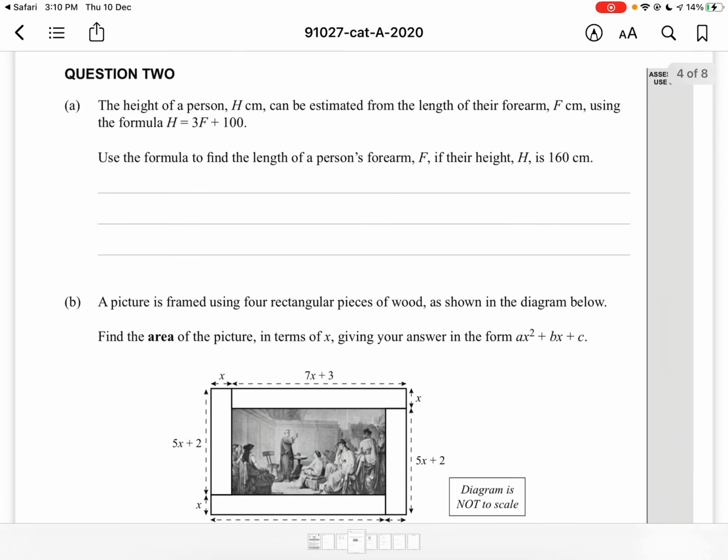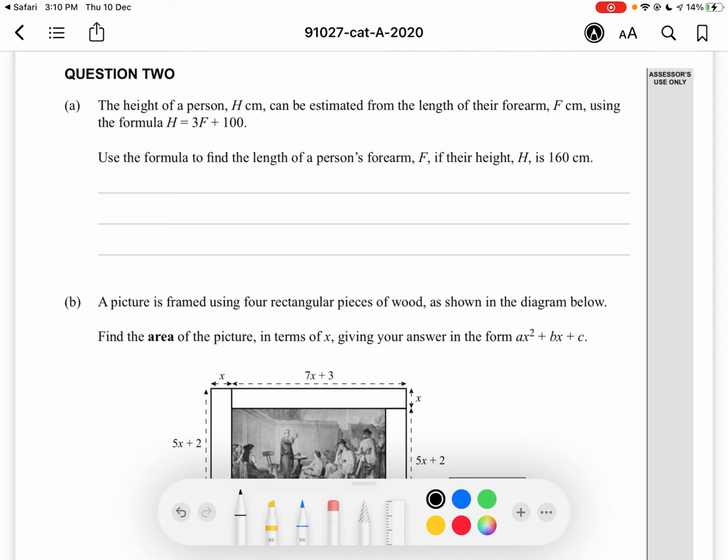Question 2. The height of a person in h centimeters can be estimated from the length of their forearm f using the formula h equals 3f plus 100. Use the formula to find the length of the person's forearm if their height is 160. Very straightforward question here. We just plug in h is 160 and solve for f.